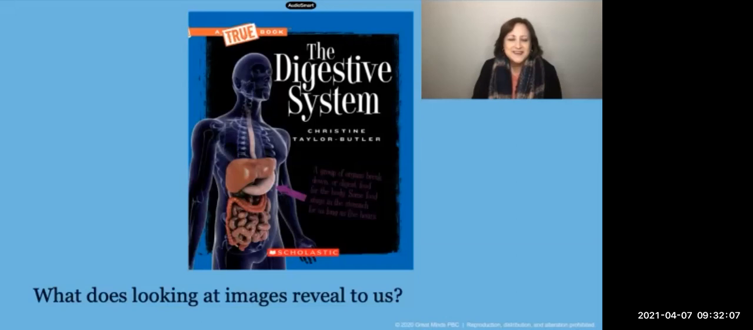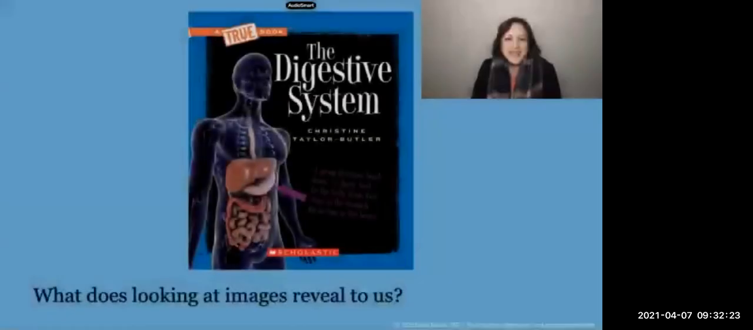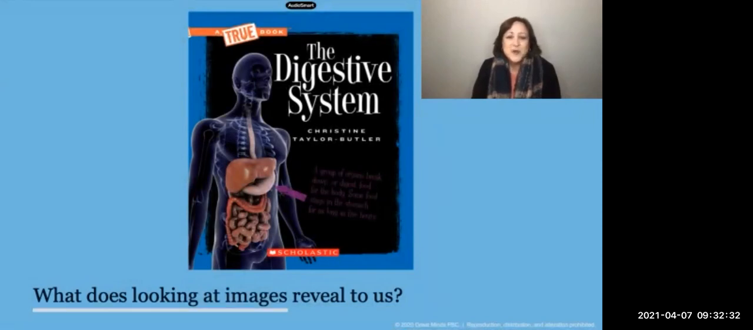When we locate and use text features prior to reading informational text, those text features can help us better understand the text as we're reading. Images are a text feature that is extremely helpful. As we revisit the digestive system, we'll keep this question in mind during our exploration of images. What does looking at images reveal to us?